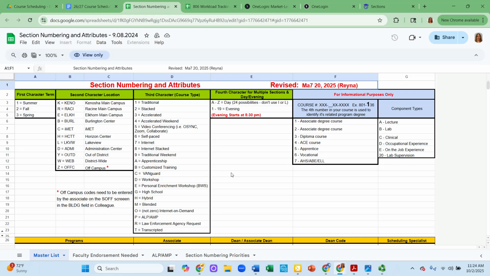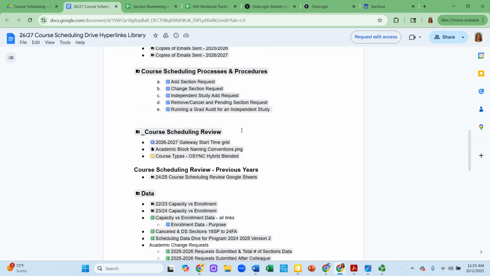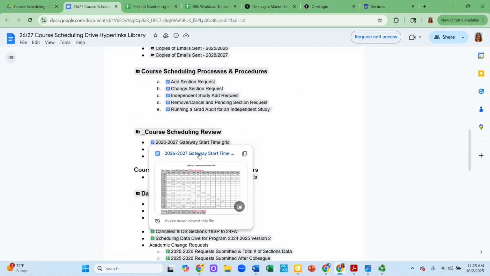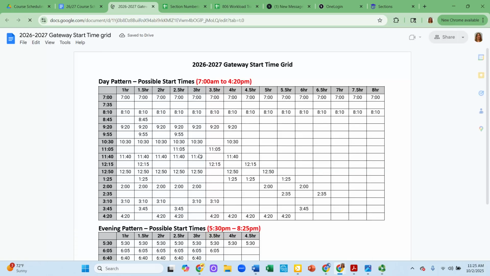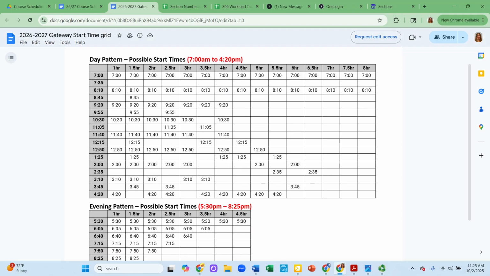That's a traditional face-to-face section. It's offered during the day. Then I would go to my start time grid. So this start time grid shows you all of the allowable start times for day classes and evening classes. So if I have a 2-hour class, these are the only possible options for starting the class if it's a 2-hour long class. So these are my daytime options, so I would have to pick one of these start times, and then the end time would obviously be just 2 hours after that.